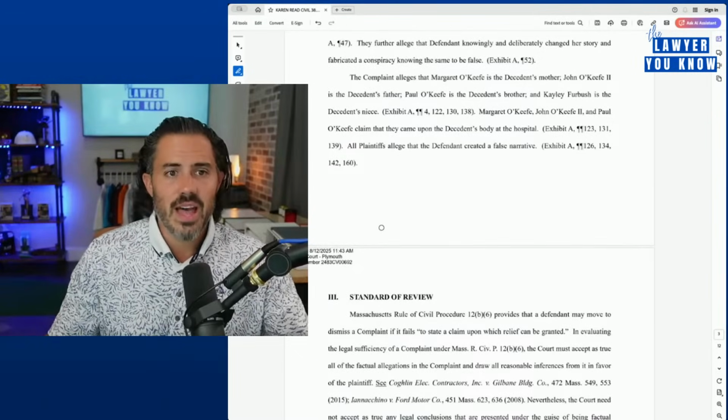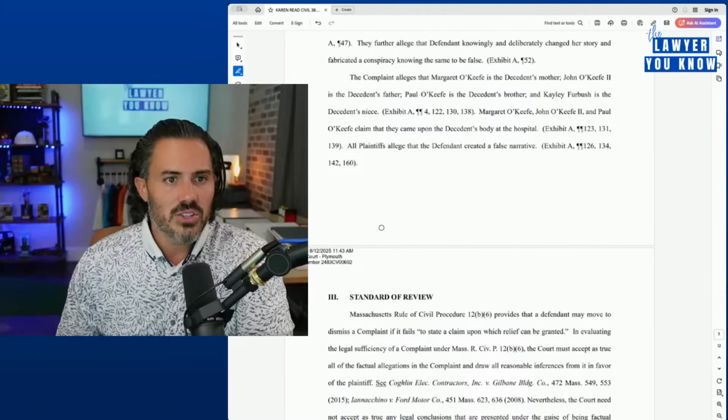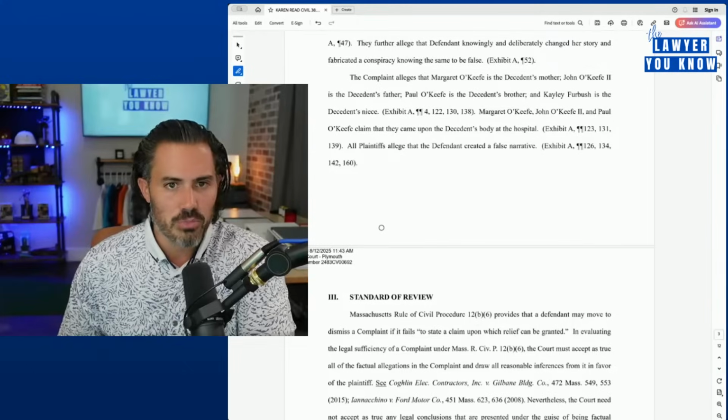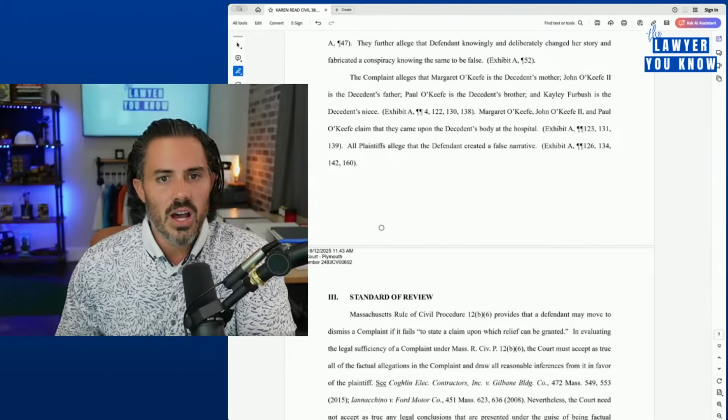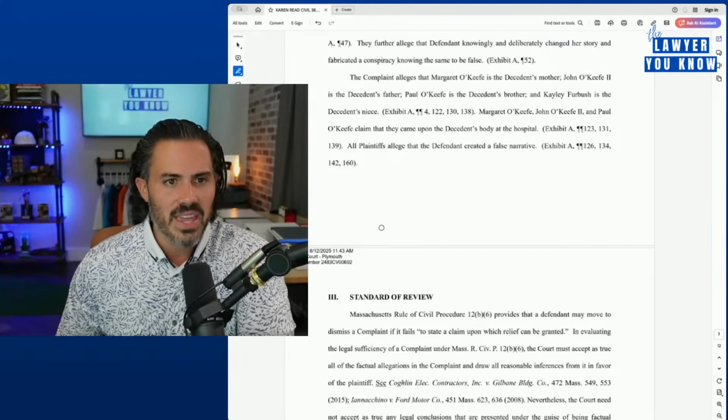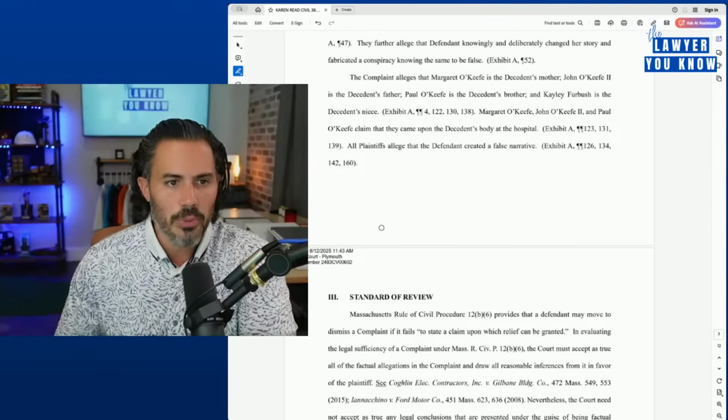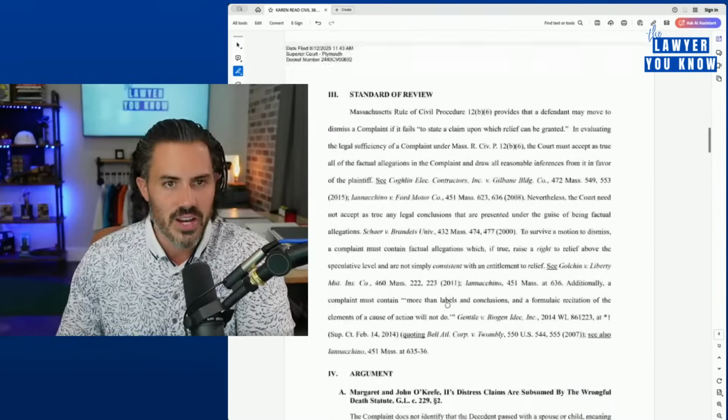The complaint alleges that Margaret O'Keefe is the decedent's mother. John O'Keefe is the father. Paul is the brother. Kaylee is the decedent's niece. Margaret and Paul claim they came upon the decedent's body at the hospital. All plaintiffs allege that the defendant created a false narrative.